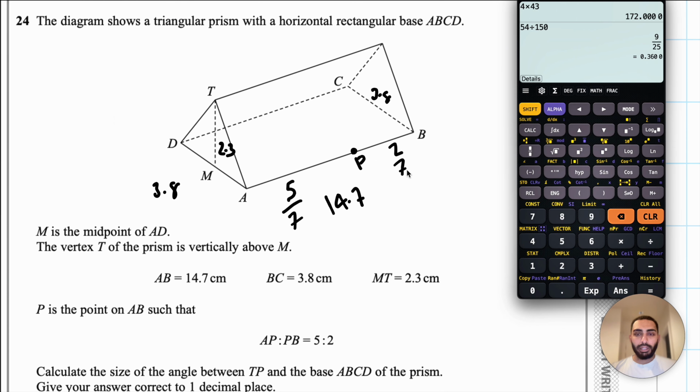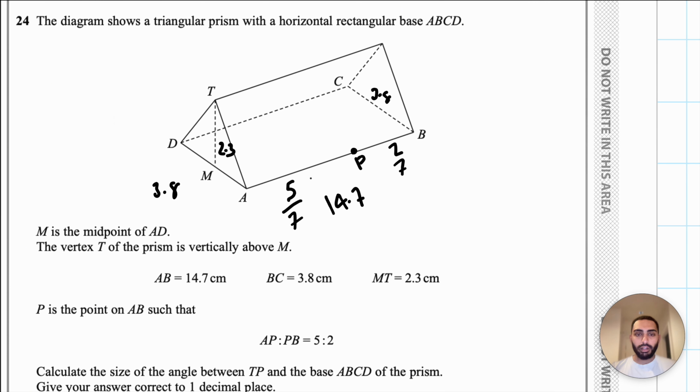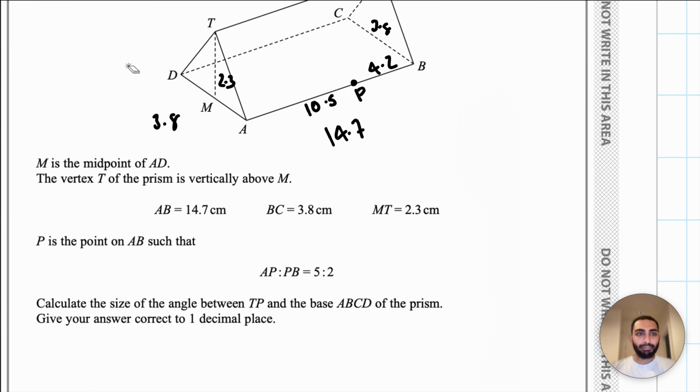So AP will be 14.7 multiplied by 5 over 7, which is 10.5. So that part is 10.5. And this part of the line, you could do 14.7 times 2/7, or you can do 14.7, take away 10.5, which is 4.2. So that part is 4.2. You can rub out those because we don't need them anymore.